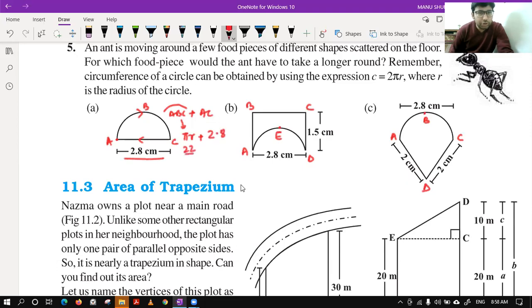Just put the value 22 by 7 into r is how much? If complete is 2.8, then r is how much? Please tell. 1.4. Half of this, plus 2.8. Like this, if you solve, you will get the length covered in the first case. I hope first one is not difficult. It is clear to everyone. Please tell. The first portion is not difficult at all. We just need to find pi r plus 2r.